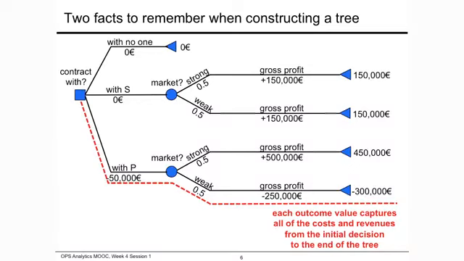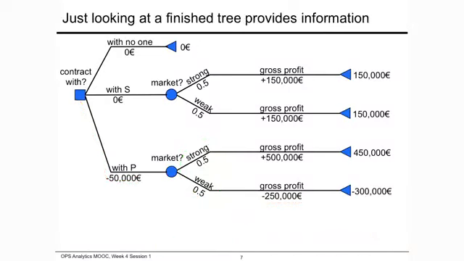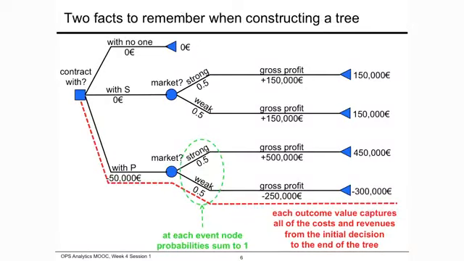The second point I would like to make is that when we look at event nodes, we always want to make sure that the sums of the probabilities add up to 1. As always, probabilities are all greater than or equal to 0, and they ought to add up to 1. Just looking at the finished tree provides us with some interesting information.